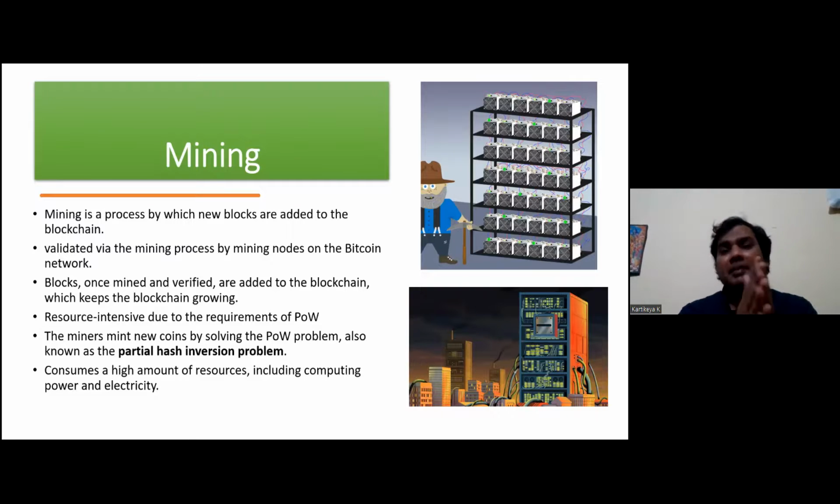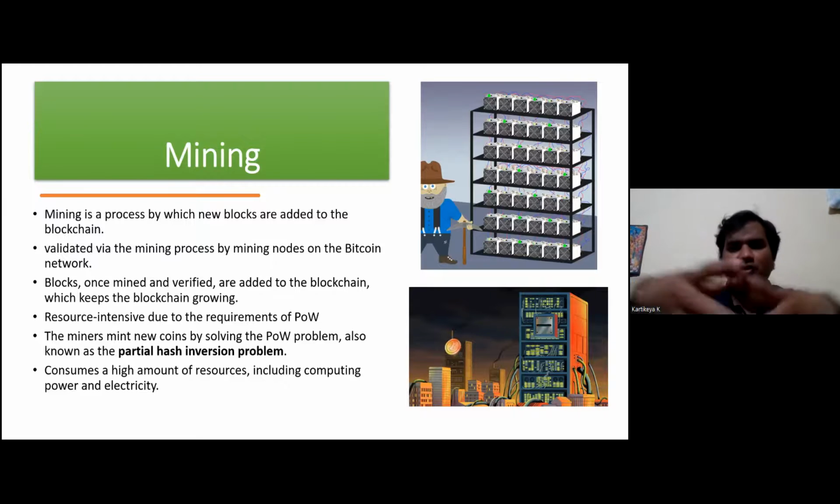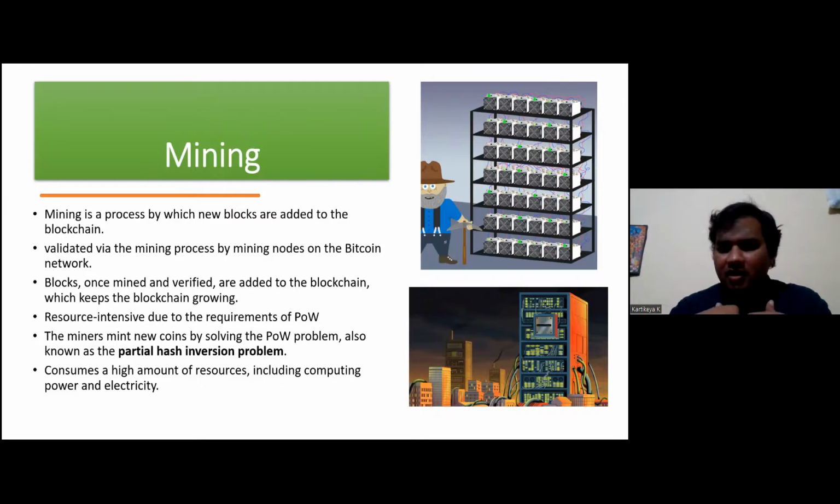Earlier, miners used to mine on a solo basis. That means one-on-one they used to do it. Now, the current trend is that miners form a group and start mining. I mean, they are pooling their resources to mine more bitcoins. Now, what the miners are doing is forming a pool. That means a team. They pool their resources and start minting their bitcoins.